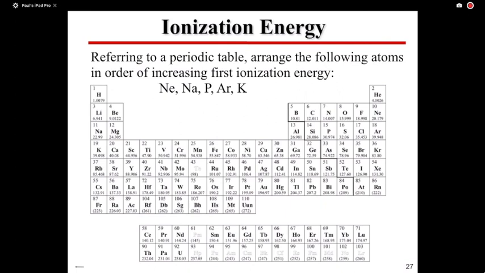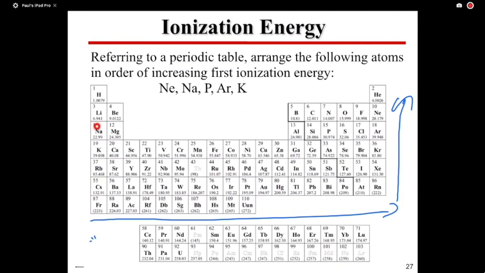So if I think about ionization energies here, which one is the easiest to take and which one is the hardest to take? Okay, so the trend said that it goes this direction and that direction. So which ones are furthest to this side right here? Furthest to this side.